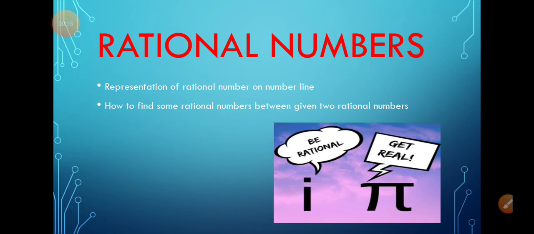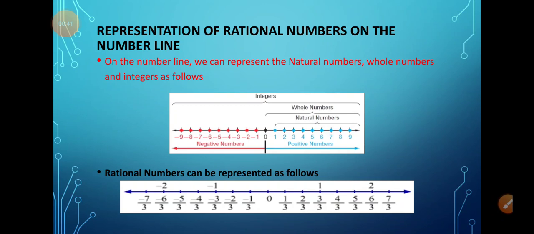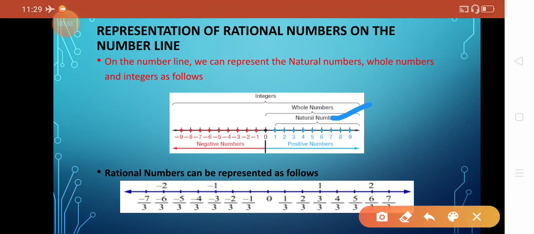So first we will start with representation of rational numbers on the number line. To represent any rational number on the number line, as we know, we can represent natural numbers, whole numbers and integers as follows. Natural numbers start from 1, so we draw them like this. Whole numbers start from 0, so we can represent them in this section. Integers are the collection of negative numbers, positive numbers and 0, so we can represent them like this.